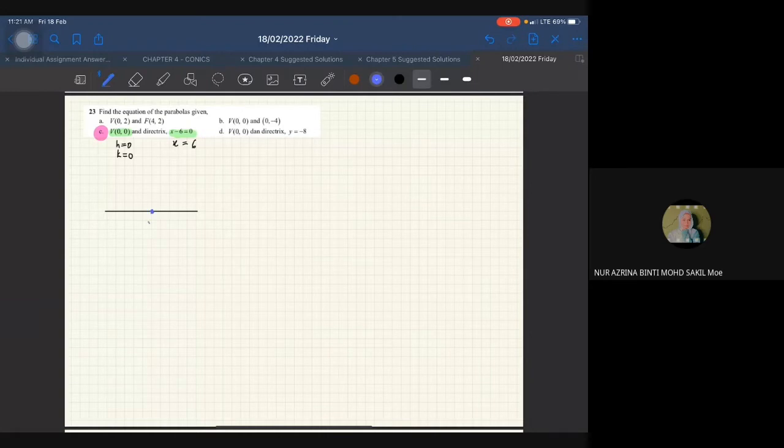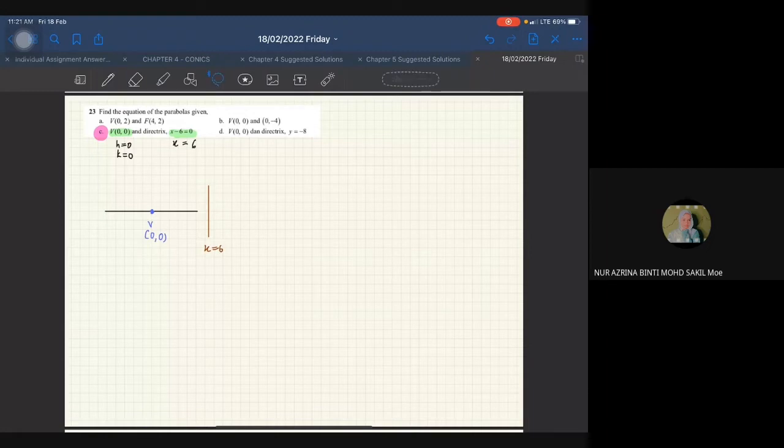So vertex saya kat sini. Kosong. Okay, and then dia bagi kita directrix tadi x is equal to 6. So x equal to 6 is somewhere over here, let's say. This is x equal to 6. Kat sinilah saya buat dia keluar. Okay, so ini x sama dengan 6.